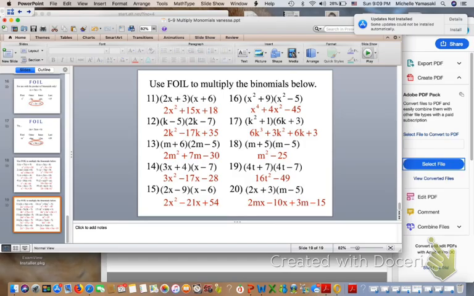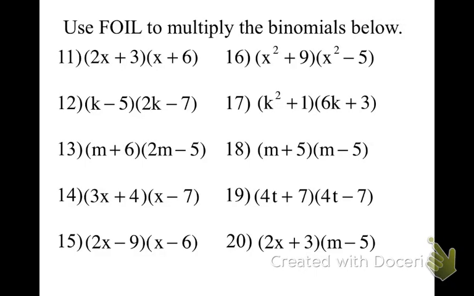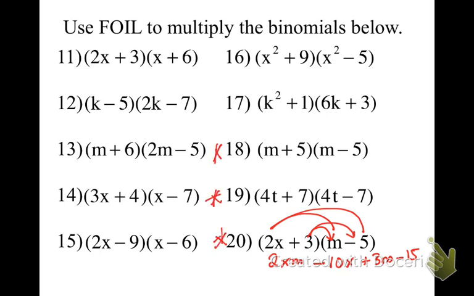The last one you get, 2x times m makes 2xm. 2x times negative 5 is negative 10x. And then I've got 3 times m is plus 3m. And then 3 times negative 5 is negative 15. There's no like terms. So this one, this one, this one, and this one are all kind of exceptions.